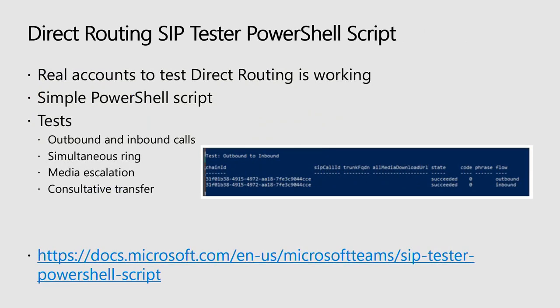So now we move on to the SIP tester for direct routing, and this is the last tool on the list. Relatively new, out a couple of weeks. This gives you the ability to test real accounts in your production tenant against your direct routing config. It's a PowerShell script from Microsoft, so that you can see the source code, and it's testing inbound and outbound PSTN calls, simultaneous ring, media escalation, and consultative transfer.